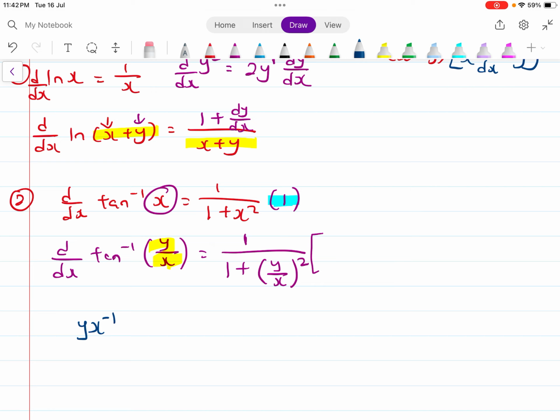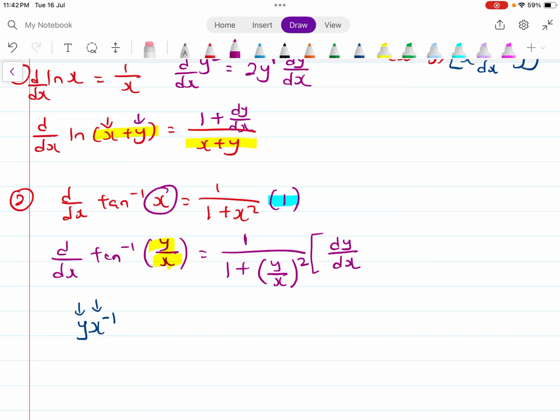For this one you use your product rule, meaning you differentiate the first one, keep the second one, plus keep the first one, differentiate the second one. Let's do the product rule together. Differentiate the first one, differentiate y with respect to x, means you will get dy/dx.